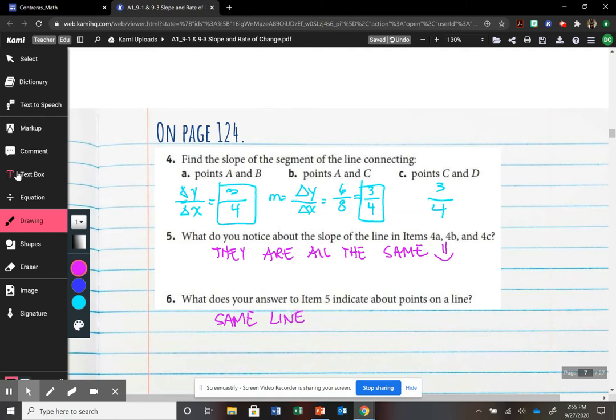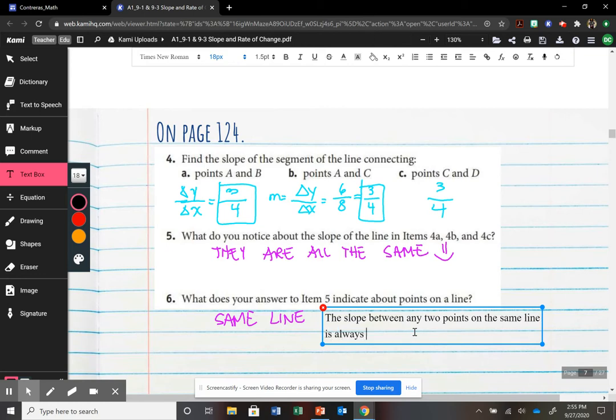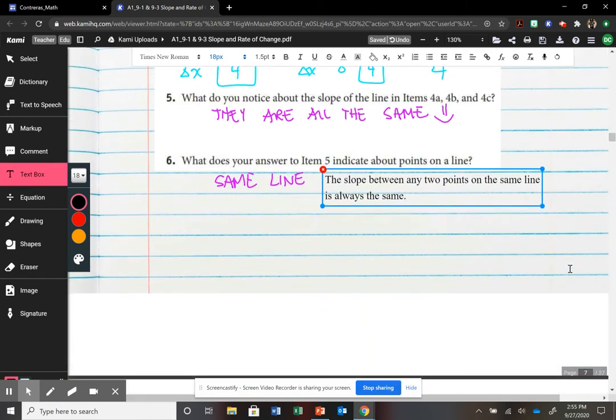Okay, let me do a text box. So I can also say that the slope between any 2 points on the same line is always the same. They're on the same line. Okay, any 2 points on that line would have the same slope. Okay, very nice. Let's move on.